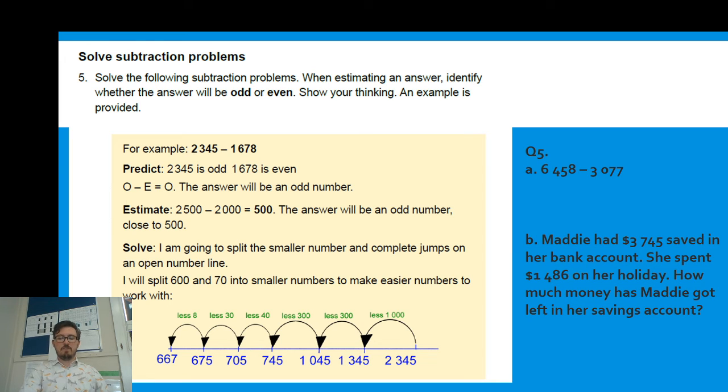Now, once you've revised that and you're a bit confident with that, have a look at question 5. There are two subtraction number sentences there. One of them, B, is a word problem. Again, you are just subtracting those numbers, okay? Give them a go. Pause the video, have a crack, and then unpause when you're finished.